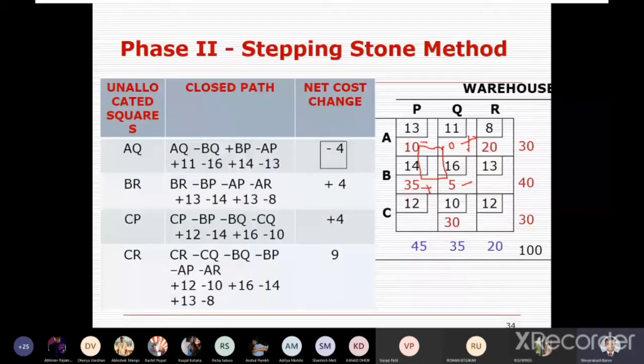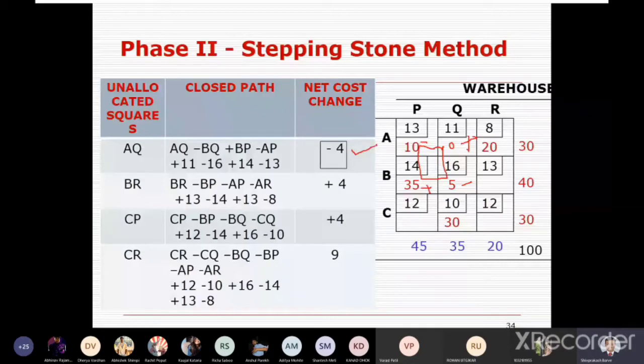And for all these closed paths, now consider these cost values with that plus sign. Consider that plus sign for the cost value also. So for AQ, make plus 11. For BQ, make this cost 16, that is minus 16 plus 14 minus 13. And if I take the total of these figures, I am getting minus 4.